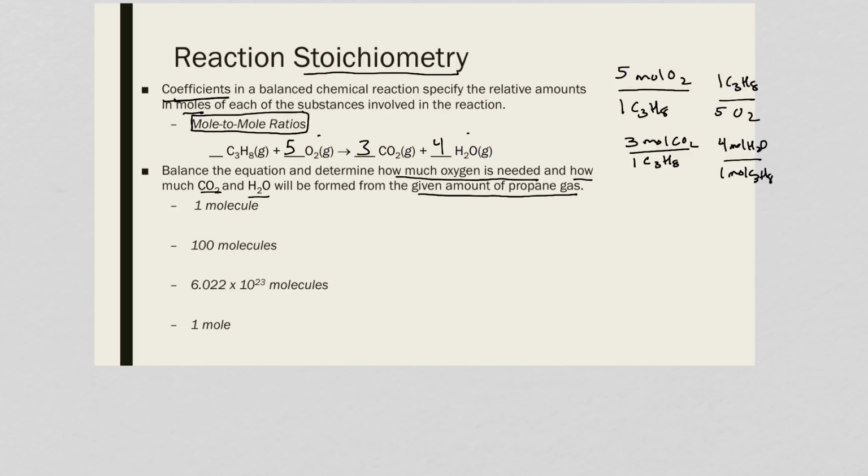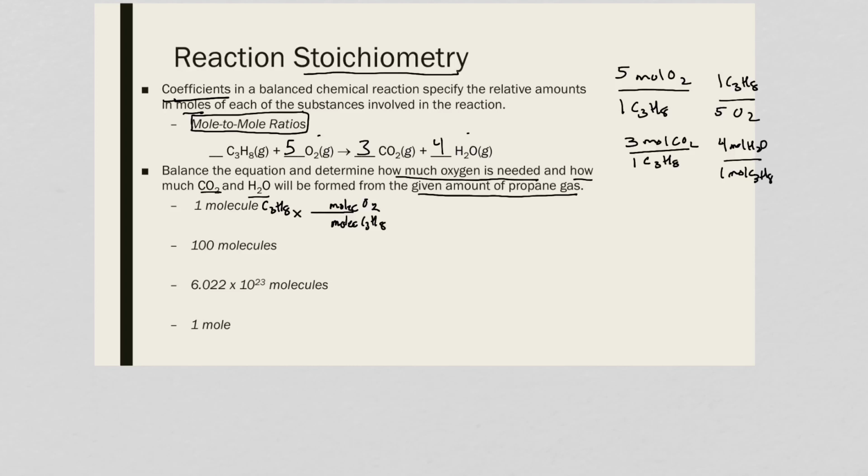So let's just look here and say, okay, I'm going to start with one molecule of C3H8. And let's say that I want to figure out how much oxygen is needed. So to do that, right, we're going to use dimensional analysis and our ratios. Right? So I need to convert between molecules of C3H8 and molecules of O2.